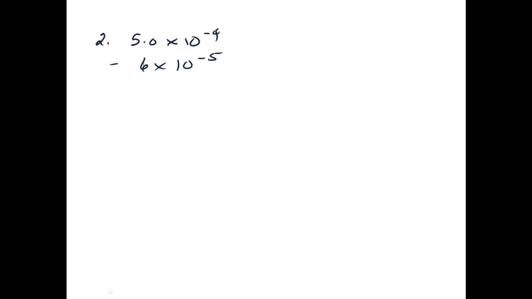So let's do a check here. How many significant figures in 5.0 times 10 to the negative 4? 2 significant figures. How many significant figures in 6 times 10 to the negative 5th? 1 significant figure. Now, the tricky thing when you're adding or subtracting exponential notation numbers is you need to get the powers of 10 to agree with one another. So let's think about this. Which number is larger, 5.0 times 10 to the negative 4th or 6 times 10 to the negative 5th? If you said 5.0 times 10 to the negative 4th, you are correct.